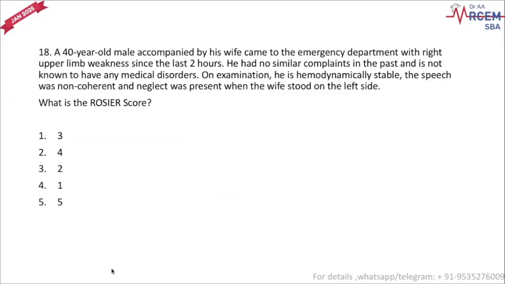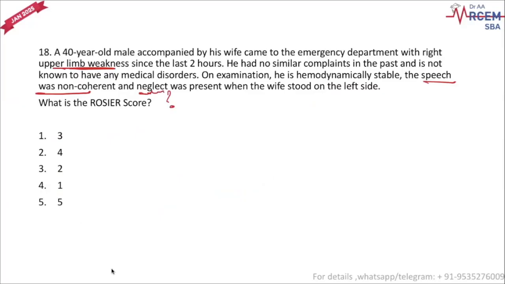A 40 years old male accompanied by his wife came to the emergency department with right-sided upper limb weakness since the last 2 hours. No similar complaints in the past. Is not known to have any medical disorders. On examination, he is stable. The speech was not coherent. Neglect is present when the wife stood on the left side.